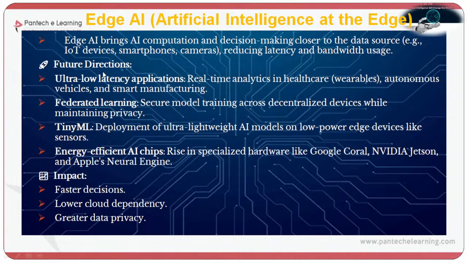The first one is ultra low latency applications. If you're taking any healthcare sector where you want to identify something, or autonomous vehicles, or smart manufacturing, you can use this. Coming to the next one, federated learning. Here you may take pre-trained models, but they should be transparent and private. We also use some deployment processes, and we have energy efficient AI chips. So that is how you get edge AI, with the main impact on faster decisions. It gives very fast decisions, more security, and lower cloud dependency.